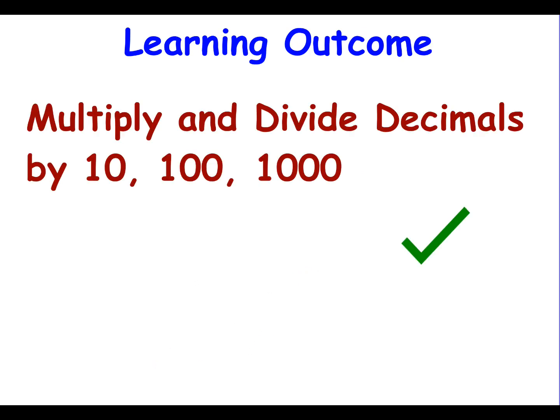And that completes the learning outcome for multiplying and dividing decimals by 10, 100 and 1000. It links strongly to multiplying whole numbers by 10, 100 and 1000.